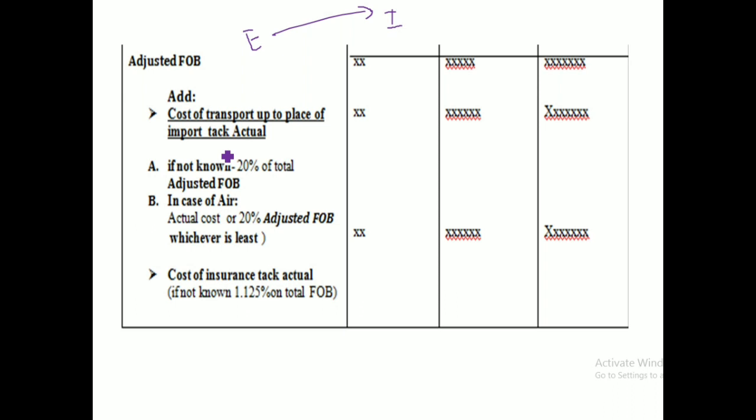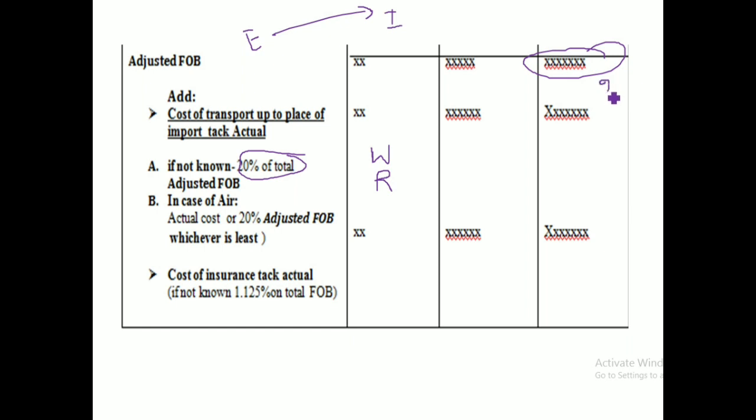If the actual is not known, and we are importing goods with the help of water and road, freight charges we just need to consider as 20% of total FOB. Okay, I will repeat once again. If freight charges are known, you just add. If it is not known, and we are importing goods by water and road transportation, 20% of the total adjusted FOB we just need to consider.